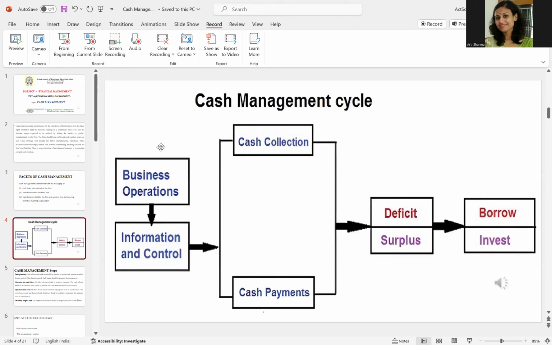So here, in the first step, we get the information regarding the business operations, that is, how much cash is being collected and what is the cash payment status. So if the cash collection is greater than cash payments, then there will be surplus cash in the business, which has to be invested in short-term investment options.